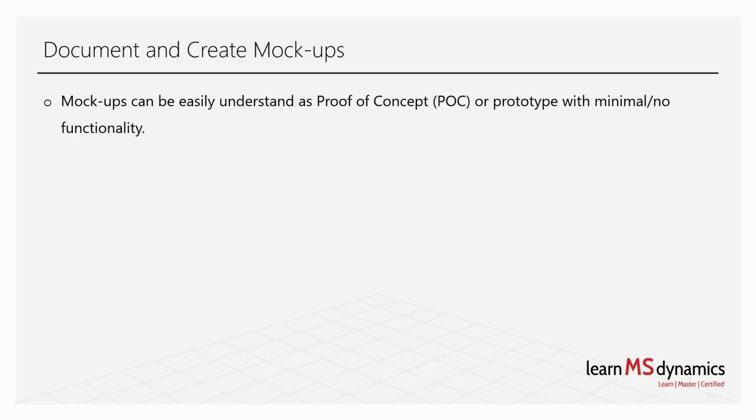So mockups can easily be understood as proof of concepts or prototypes with minimal or no functionalities. It means you are going to work on building a solution, but that is just a part of it, a kind of prototype that covers most of the scenarios and doesn't show the actual functionality, but very minimal to make sure that data will flow as expected and the relationships will be defined as expected, the interface looks as expected, right? So those kinds of things you can do in a mockup.